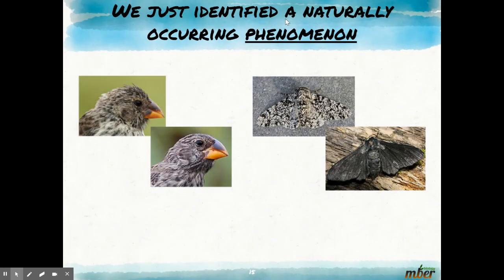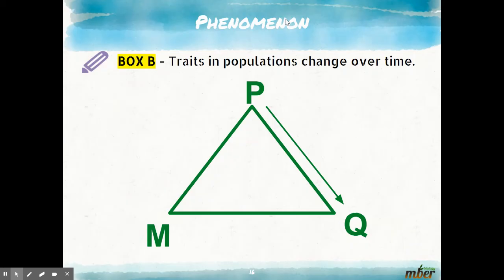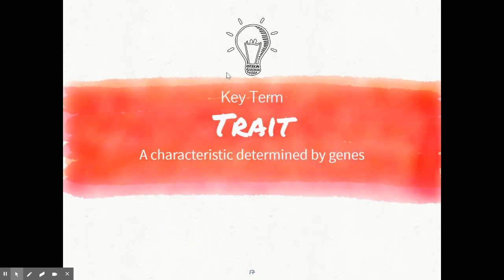Okay, so we just identified a naturally occurring phenomenon. Okay, so box B, traits in a population change over time. So this is the naturally occurring phenomenon. Traits in populations change over time. And now, trait, a characteristic determined by genes. Remember, if you need time to write this down, hit pause.